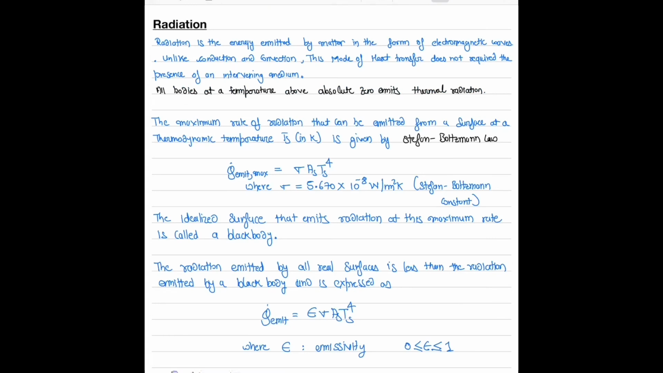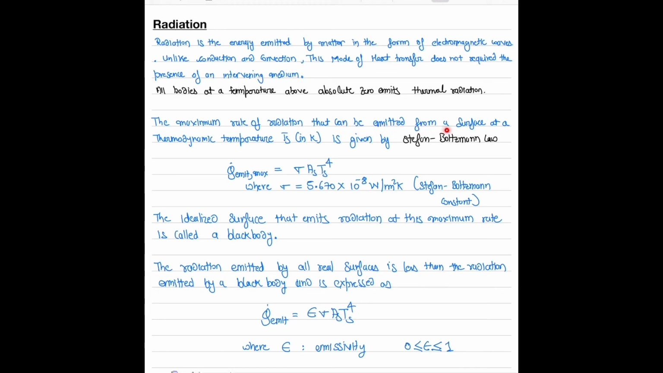Now, the third mode of heat transfer, that is radiation. Radiation is the energy emitted by matter in the form of electromagnetic waves. Unlike conduction and convection, this mode of heat transfer does not require the presence of any medium. All bodies at a temperature above absolute zero, that is 0 Kelvin, emit radiation.